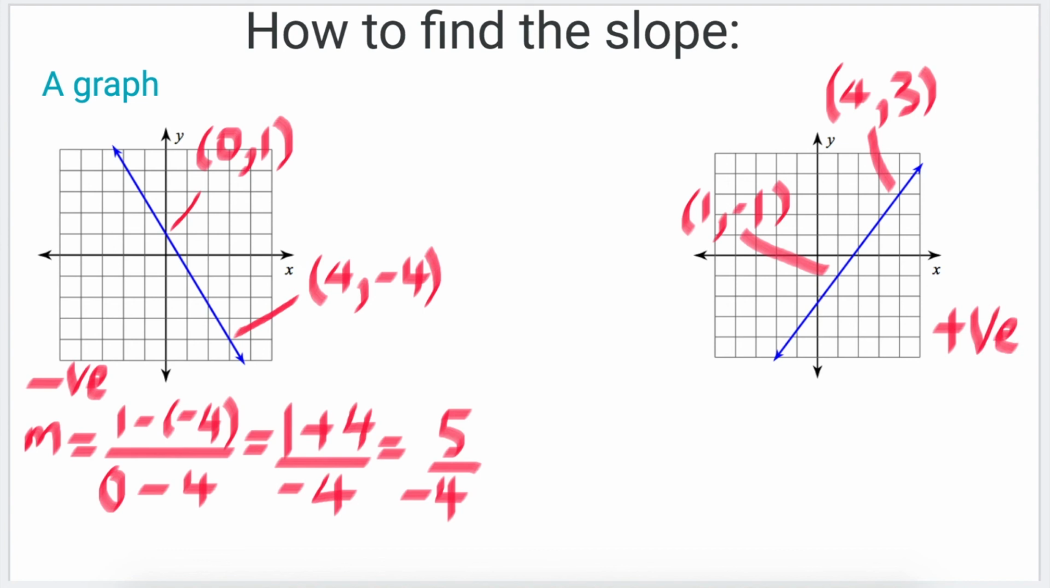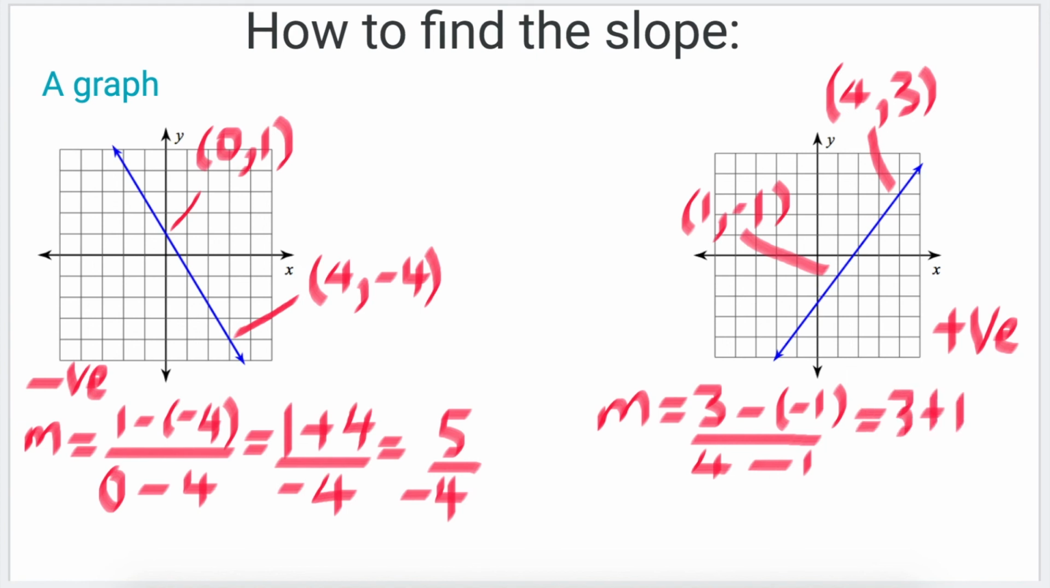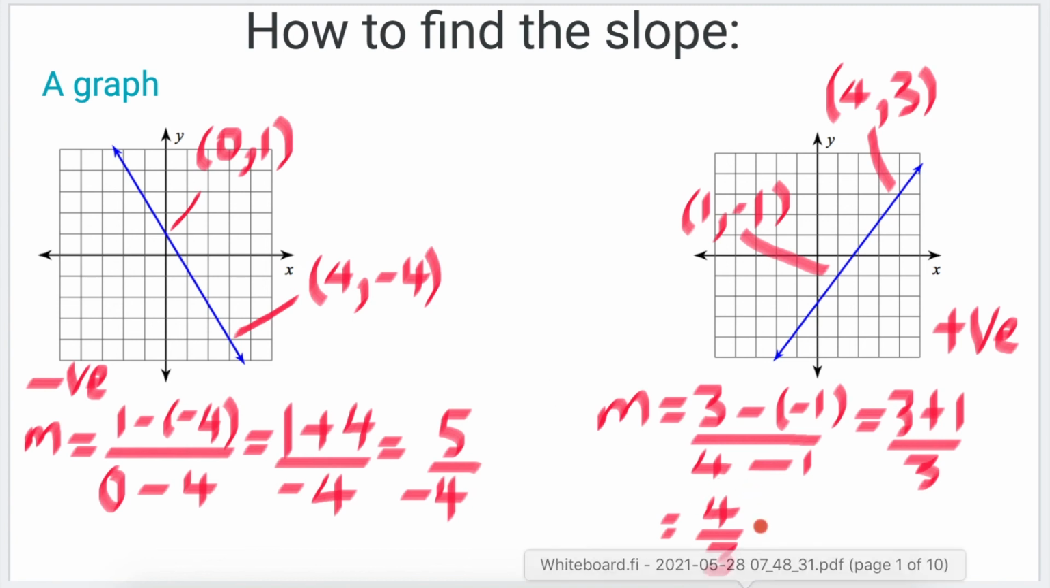Let's calculate the slope. M equals 3 minus 1 in the numerator, and in the denominator 4 minus 1. Because we have two negative signs, it's going to be 3 plus 1, and in the denominator 4 minus 1 is just a 3. 3 plus 1 is equal to 4, and in the denominator it's a 3. This fraction here is positive, and that confirms our slope here is a positive slope.